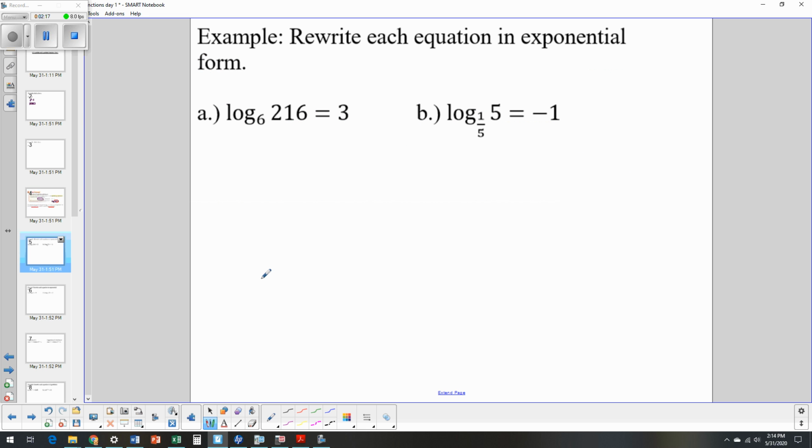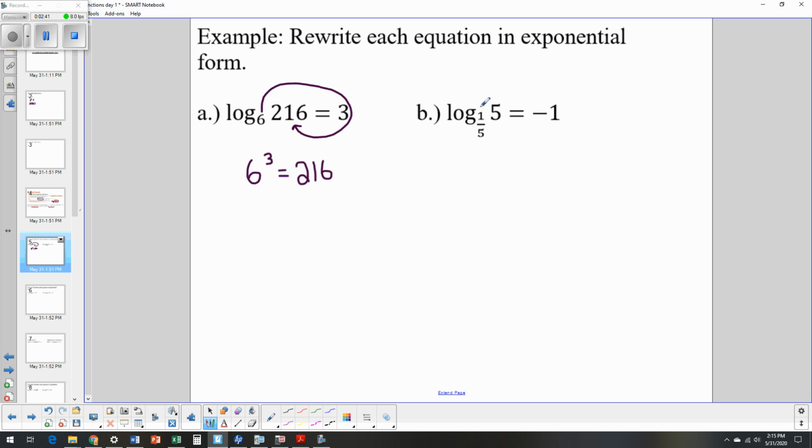All right, so we're going to rewrite each of these equations in exponential form. I'm going to start with the base, head to the 3, swing back to the 216. So that means 6 to the third power equals 216. And we know that that's true.